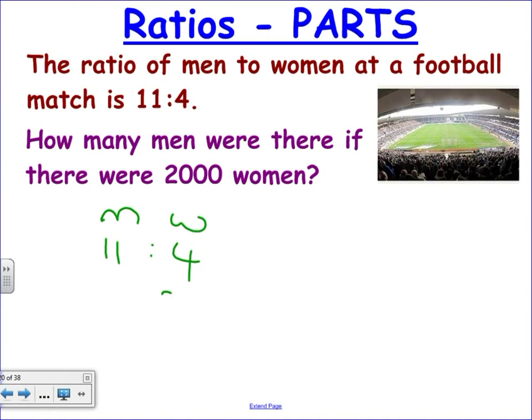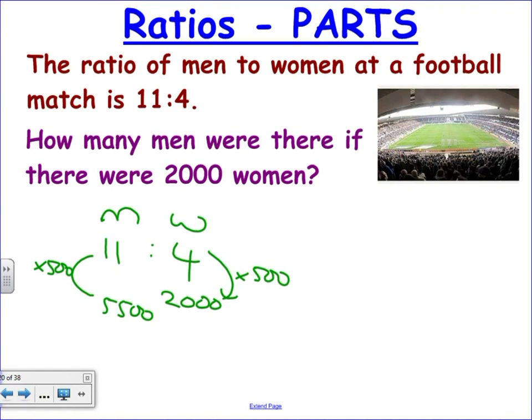So that's the information I was given before I look at what sort of question I've got. Put the 2,000 under the 4, because the 2,000 women relates to the 4. To get that, you divide 2,000 by 4 to get 500. Yeah. You do the same thing. Multiply 11 by 500, because what you do to one side, you do to the other on a ratio. 5,500. The easy way to do that is get rid of the zeros. 5 11s are 55. Put the zeros back. Nice and straightforward, yeah?